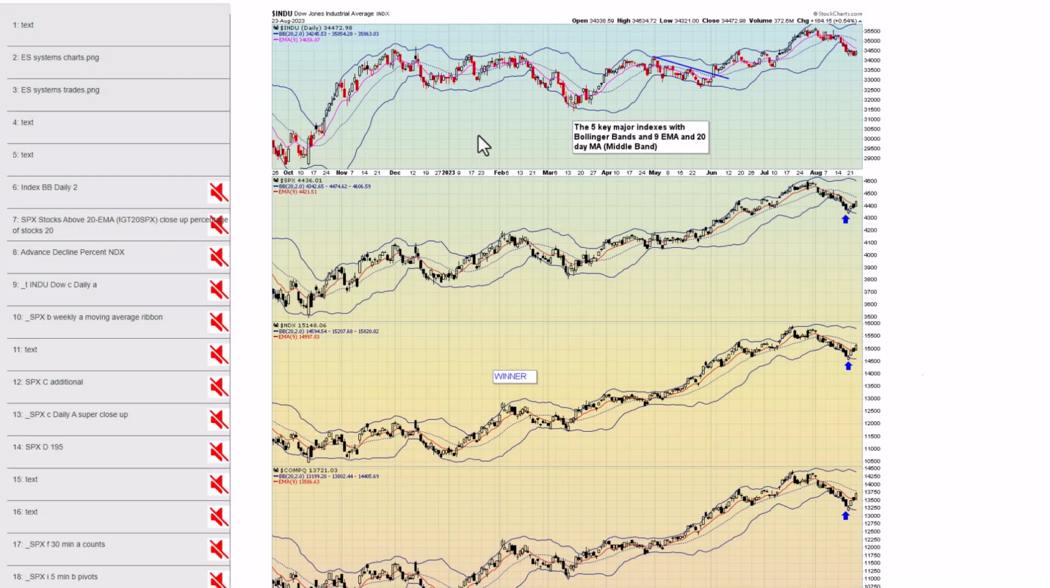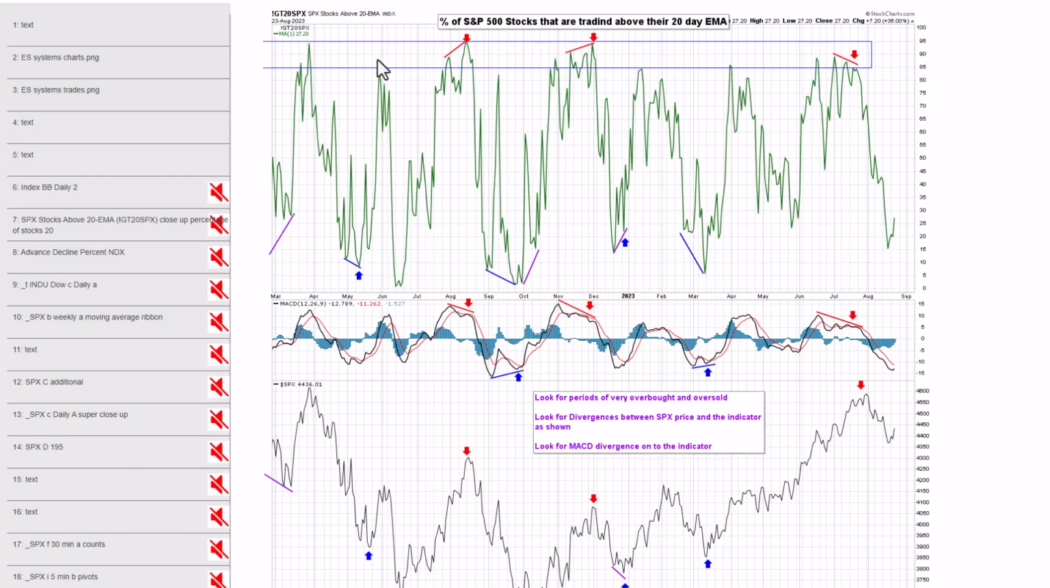Next. Again, guys, like I said, things were very stretched coming into this week. I talked about it on Monday. Here's the percentage of stocks in the S&P that are trading above their 20-day EMA.